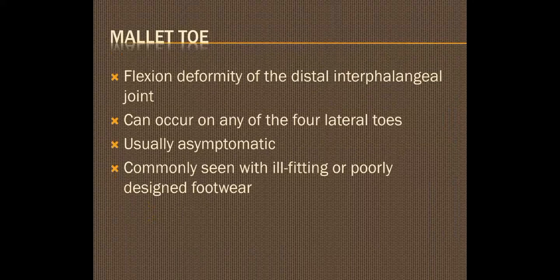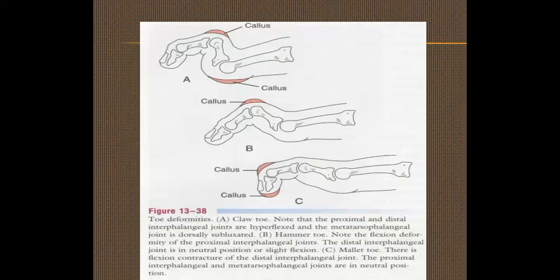Mallet toe is the flexion deformity of the DIP joint, that is the distal interphalangeal joint. It can occur on any of the four lateral toes. It is usually asymptomatic, commonly seen with ill-fitting or poorly designed footwear. So in this picture, picture A is showing the claw toes, picture B is showing the hammer toes, and picture C is showing the mallet toe.